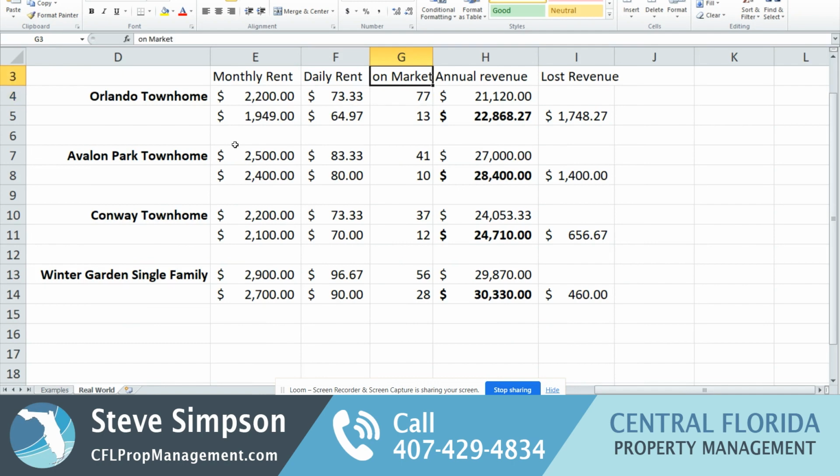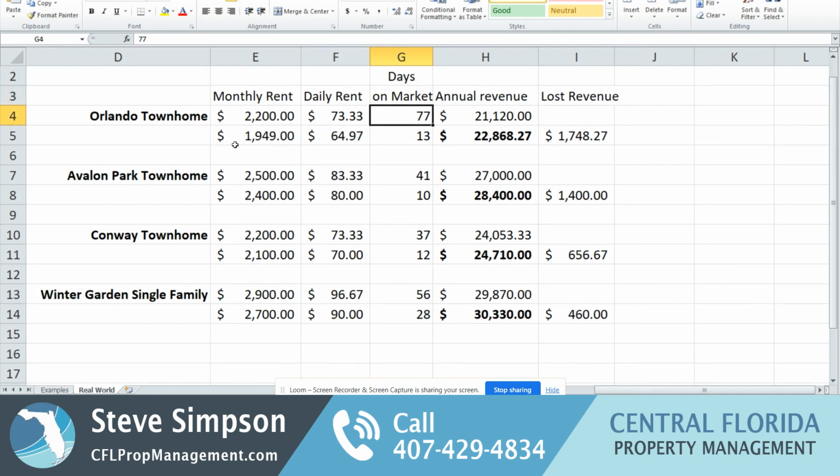A slight change here for the days on market on this part. The top row is the overall days on market, and the bottom is the days on market after we change the price. So for example, this property is a townhome in Orlando. We initially listed it for $2,200 a month. After roughly 2 months, we got it down to $1,949 and it leased in 2 weeks. The owner effectively lost $1,700 on the rental. Or to look at it another way, if we had first listed the property at $1,949, $1,950, it would have leased in 2 weeks. The owner would have made an extra $1,800 for that year.